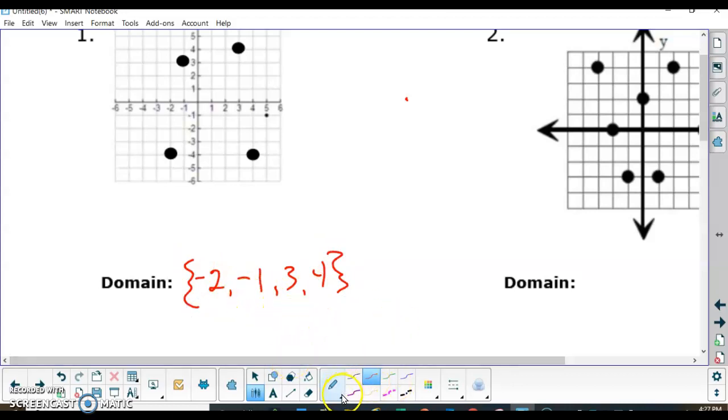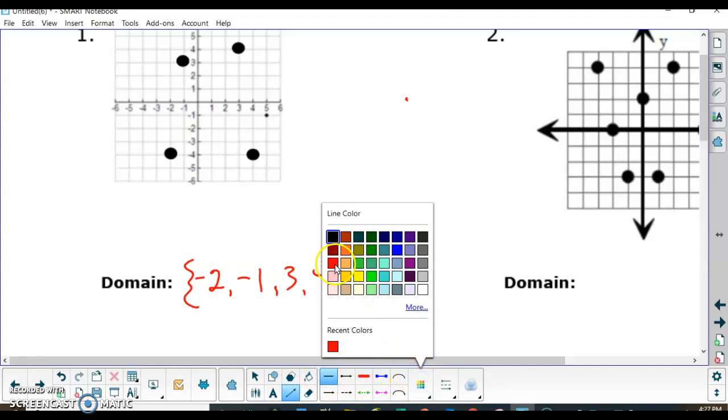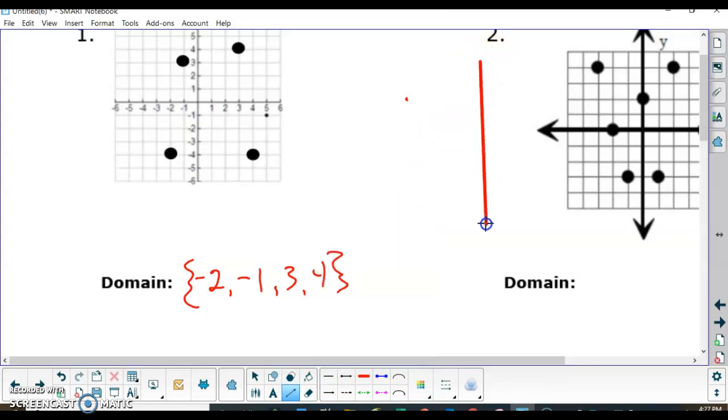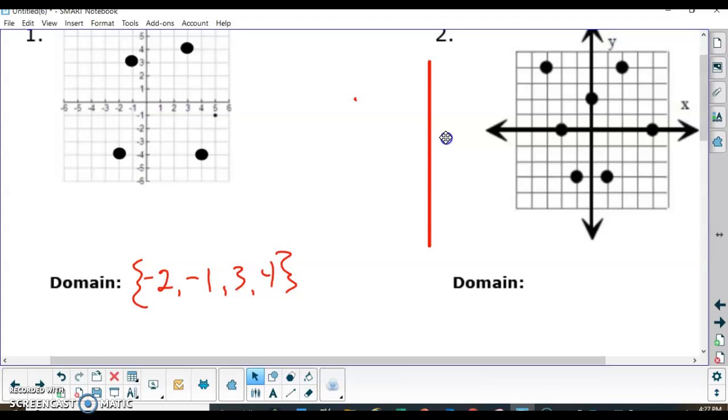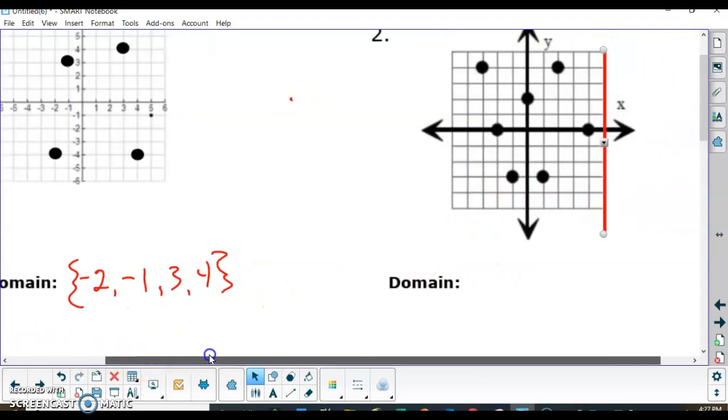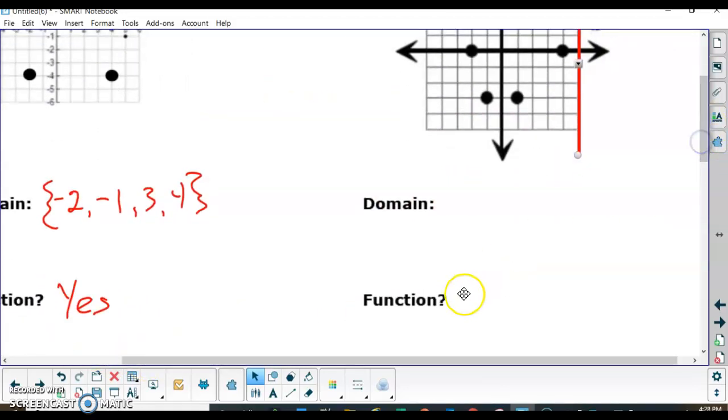Now, if we take a look at the next one, let's quickly get a vertical line here. Let's make it red. Perfect. And drop our vertical line down. Now we can check the points on this graph to see if we have something that fails. Okay, so we drag this across. It's only touching one point at a time. If it touched more than 1 point at a time, it would fail the vertical line test. It would not be a function. So this one is, yes, it is a function.